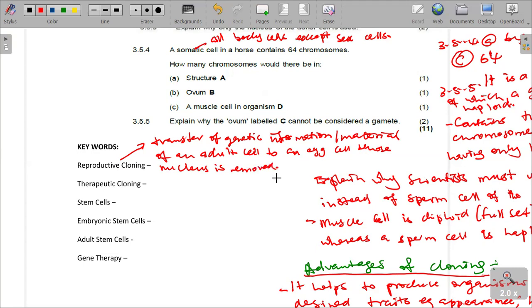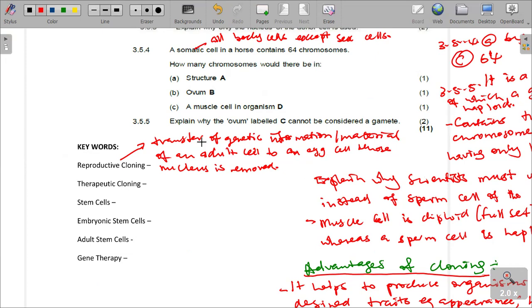So reproductive cloning is illustrated through the diagram that I have displayed there, where we have the champion horse muscle cell being taken, and then it is put into the egg cell of that other mother, the surrogate mother, whose egg cell nucleus has been removed. So then we can put the nucleus of the muscle cell of the champion horse. Then define therapeutic cloning.